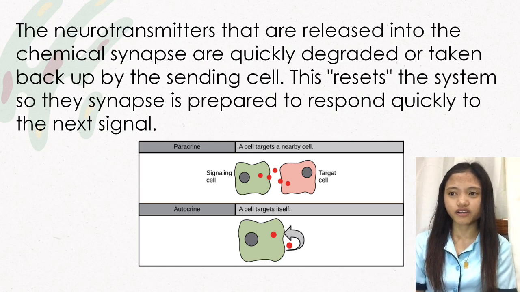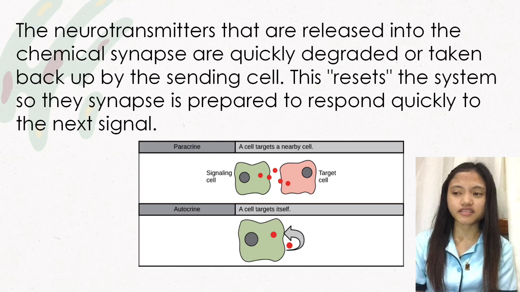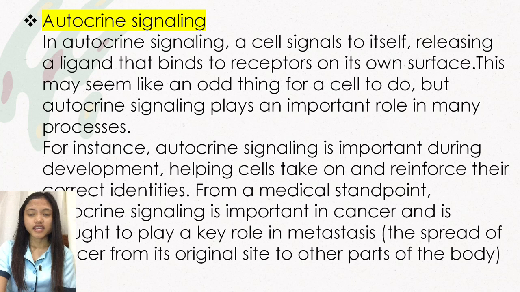So what happens here during paracrine signaling is that a cell targets a nearby cell. This mainly occurs between local cells as it allows cells to communicate with each other by releasing signal molecules, while during autocrine signaling, a cell targets itself. It is a type of cell communication that occurs when the cell secretes a substance that is capable of provoking a reaction in itself. So again, in autocrine signaling, a cell signals to itself, releasing a ligand that binds to receptors on its own surface.